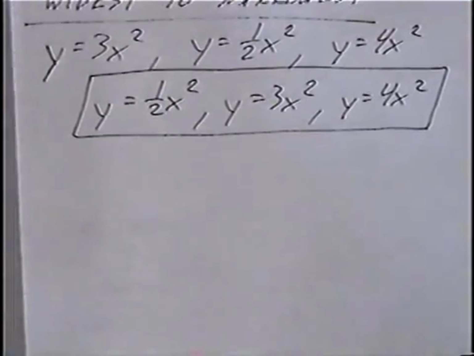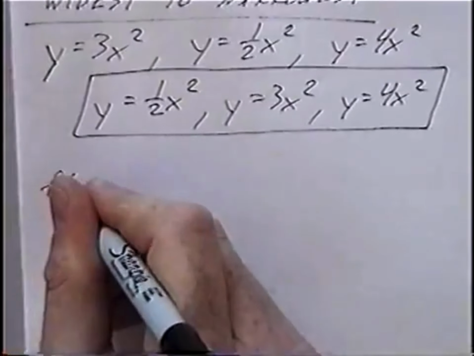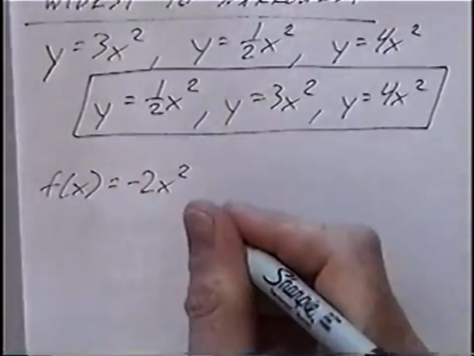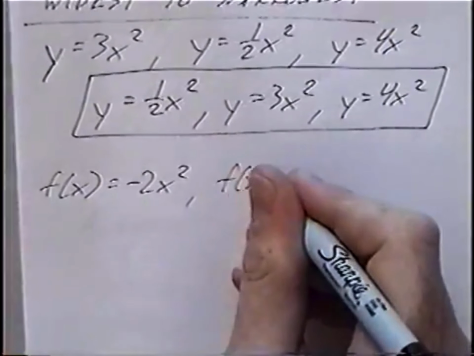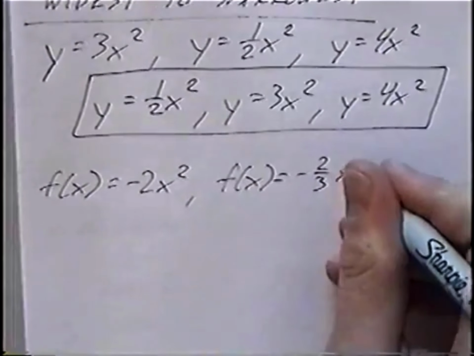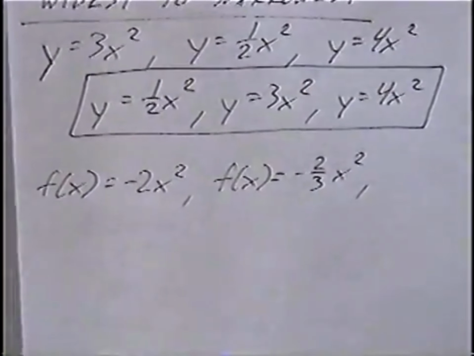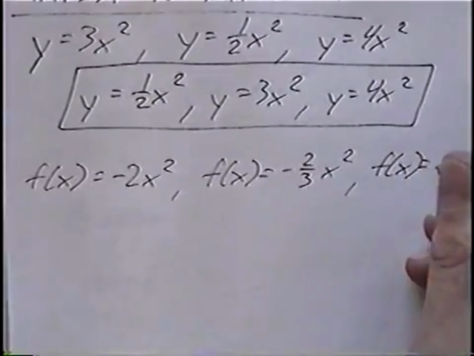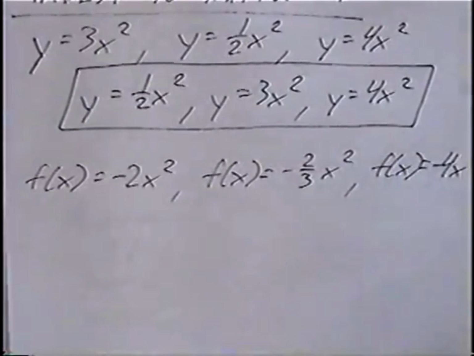Take a look at one more, last question for this section. f of x equals negative 2x squared. Second graph, f of x equals negative 2/3 x squared. And the last graph, f of x equals negative 4x squared.